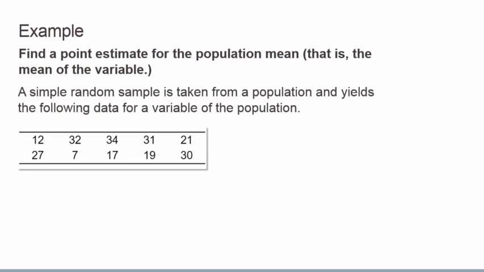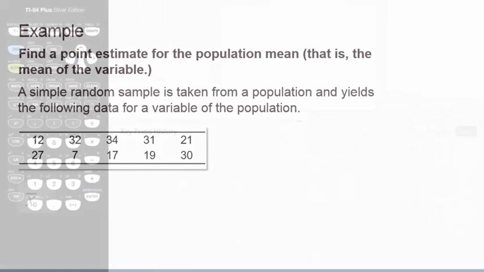Example: find a point estimate for the population mean, that is, the mean of the variable. A simple random sample is taken from a population and yields the following data for a variable of the population. My data set is 12, 32, 34, 31, 21, 27, 7, 17, 19, and 30. I want to find the sample mean, going to our calculator.